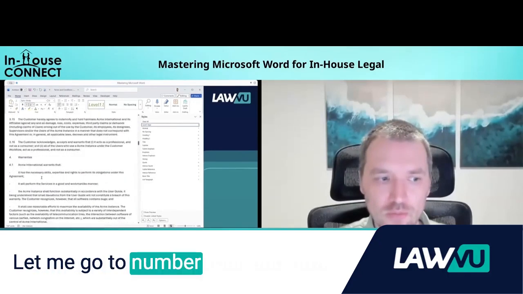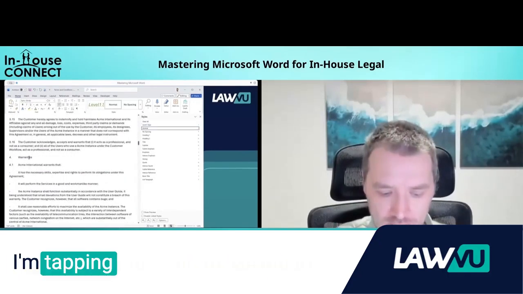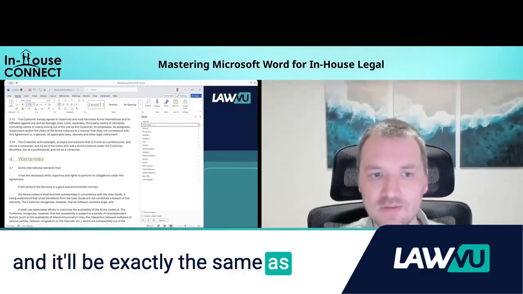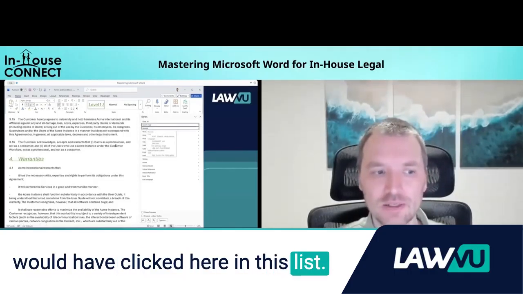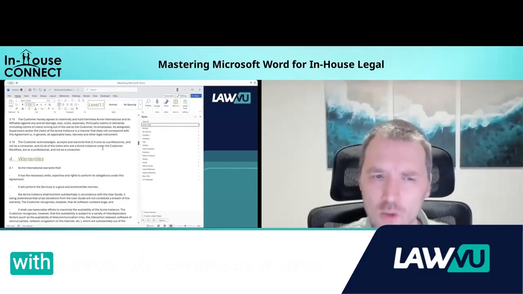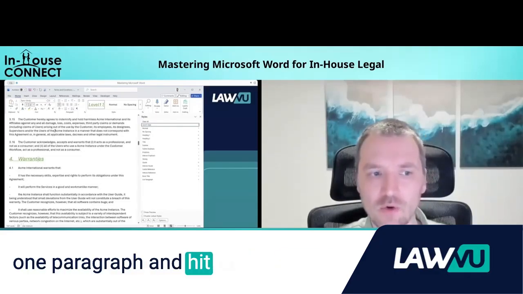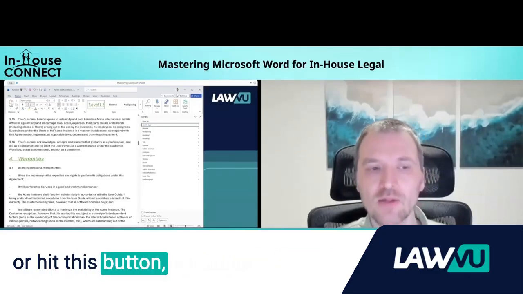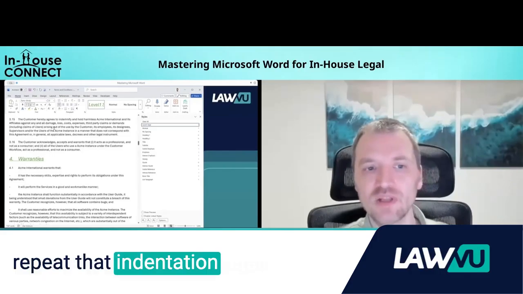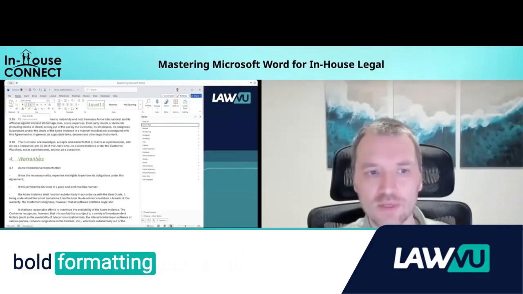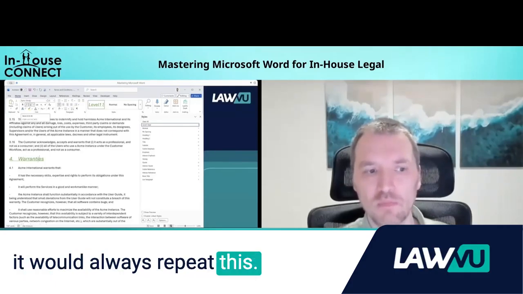Let me go to number 4. And now I'm tapping Control Y on my keyboard, and it will be exactly the same as if I would have clicked here in this list. And by the way, you can do this with almost any command in Word. If you would be indenting one paragraph and hit Control Y or hit this button, it would repeat that indentation again with that new paragraph. Or when you would give something a bullet or give something a bold formatting and so on, it would always repeat this.